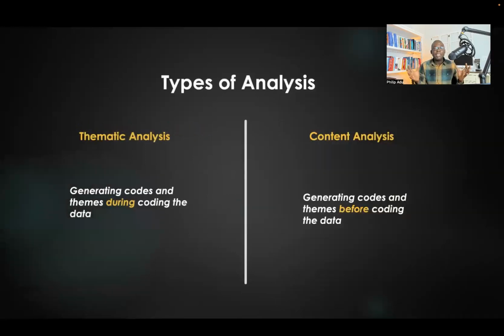There are many types of qualitative analysis, but the two main types that you may be aware of are thematic analysis and content analysis. Thematic analysis is all about going through your data, generating codes or generating labels. The labels can be codes or themes. You go to your data and develop codes and themes based on the data that you have.